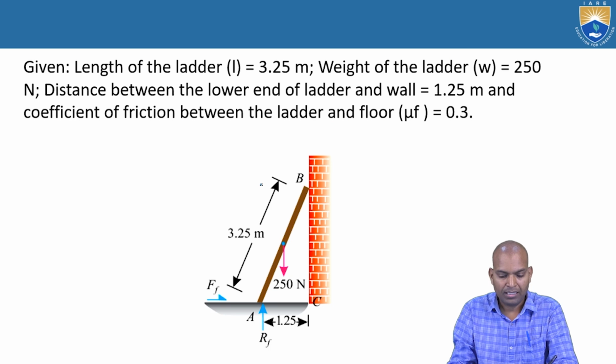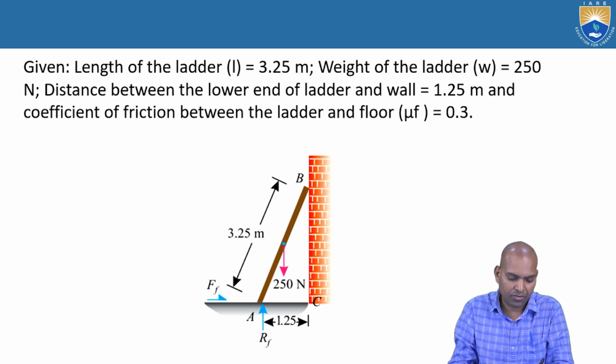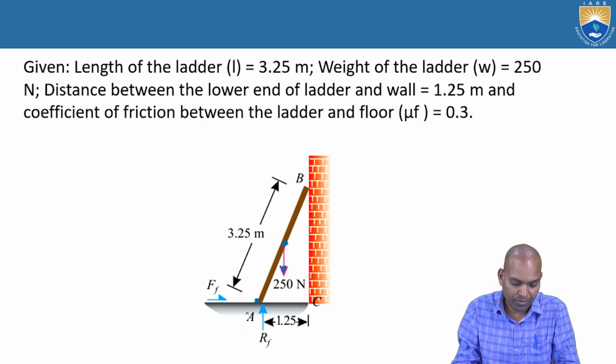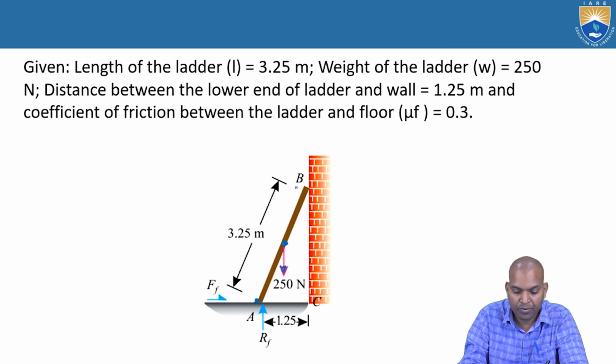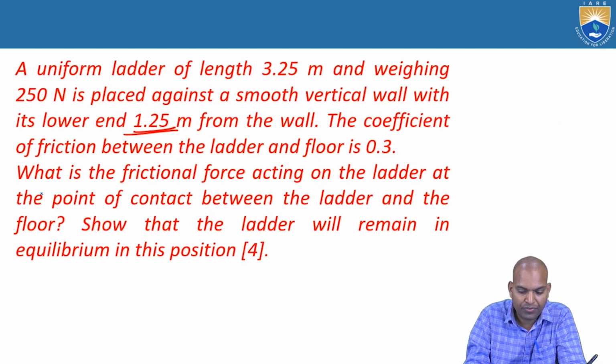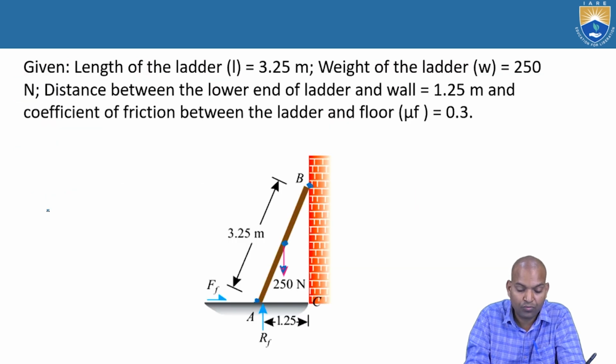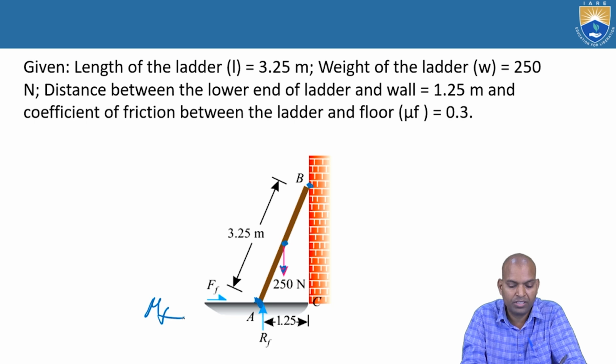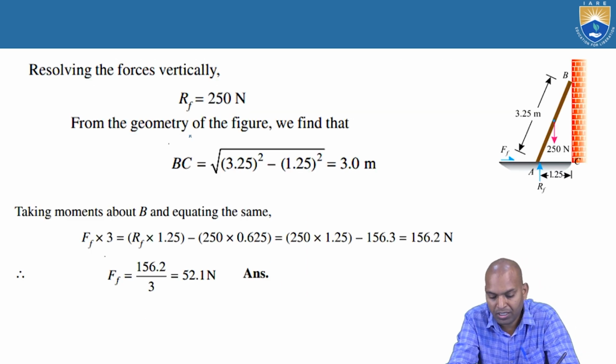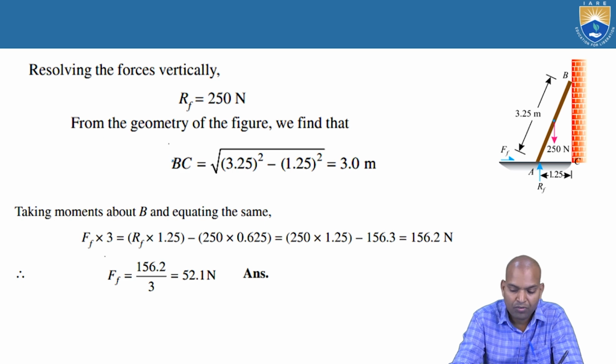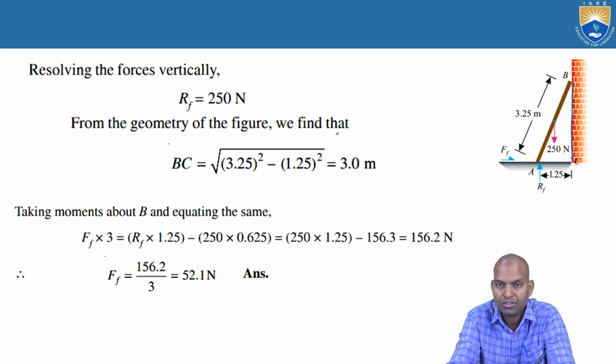Well, let us see. The length of the ladder is 3.25 meters and the weight is 250 newtons acting downwards. The bottom edge is 1.25 meters away from the wall, at point A, and point B is at the wall. Here at point B, what we want to find out is the frictional force between the wall and the ladder. We also want the frictional force at the floor, mu F is required. Now RF equals 250 newtons, and what about BC here? The length BC, according to the Pythagoras theorem, hypotenuse square equals opposite side square plus adjacent side square.